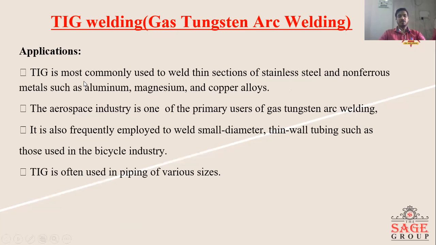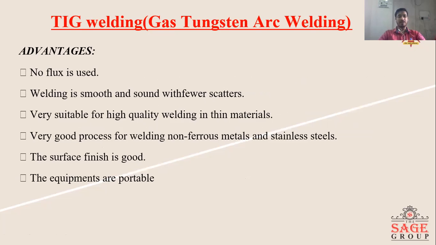Application. TIG is most commonly used to weld thin sections of stainless steel and non-ferrous metals such as aluminum, magnesium, and copper alloys. The aerospace industry is one of the primary users of gas tungsten arc welding. It is also frequently employed to weld small diameter thin wall tubing such as that used in the bicycle industry. TIG is often used in piping of various sizes. So these are the basic applications of TIG welding.